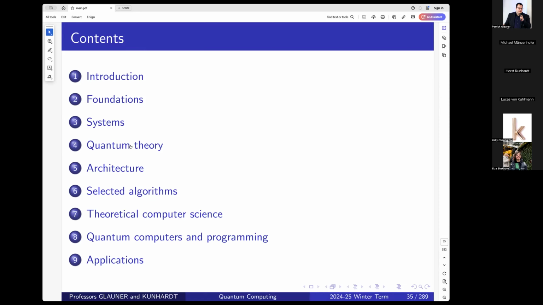We need quantum theory, which is the very foundation of all of this. But in order to do quantum theory, we need to look at how quantum systems work. And for that, we need the necessary foundations in terms of maths. And we still have almost an hour left. So we will start with the foundations today and see how far we get.